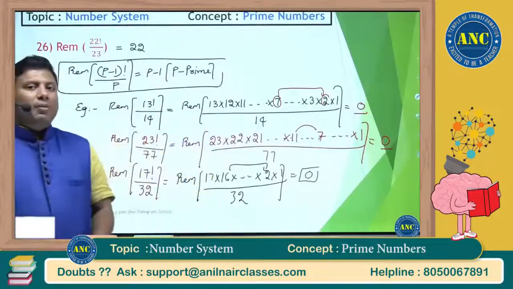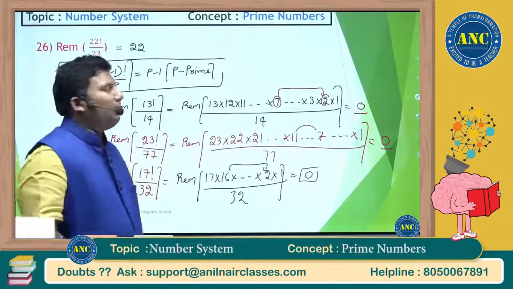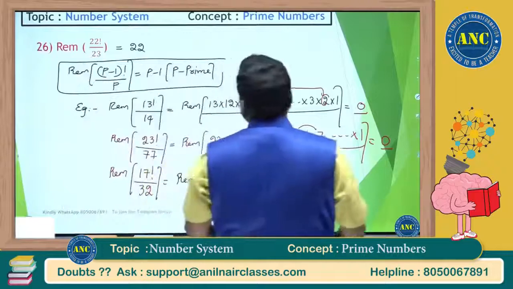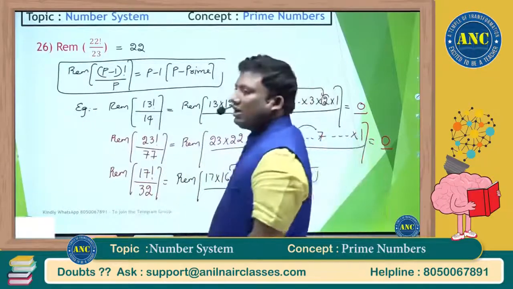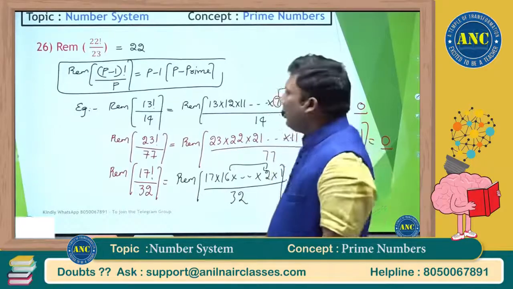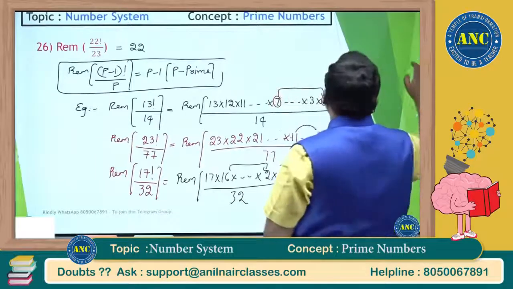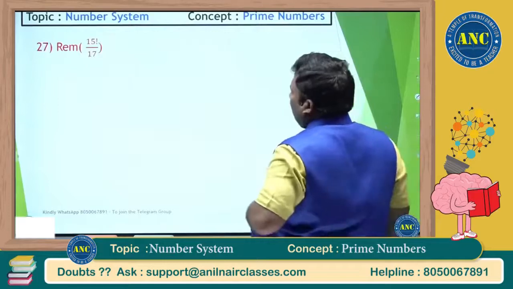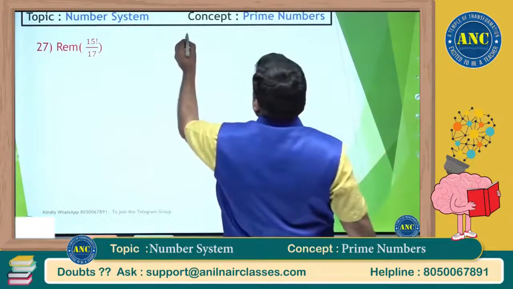Reminder 1: (P minus 1) factorial divided by P gives P minus 1 only when the denominator is a prime number. Only when the denominator is a prime number do you use this logic. Now, good question, sir. Listen carefully.